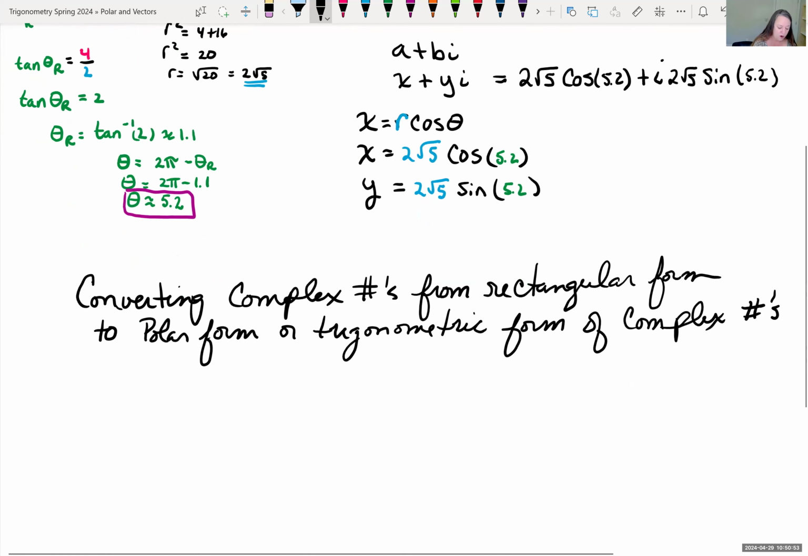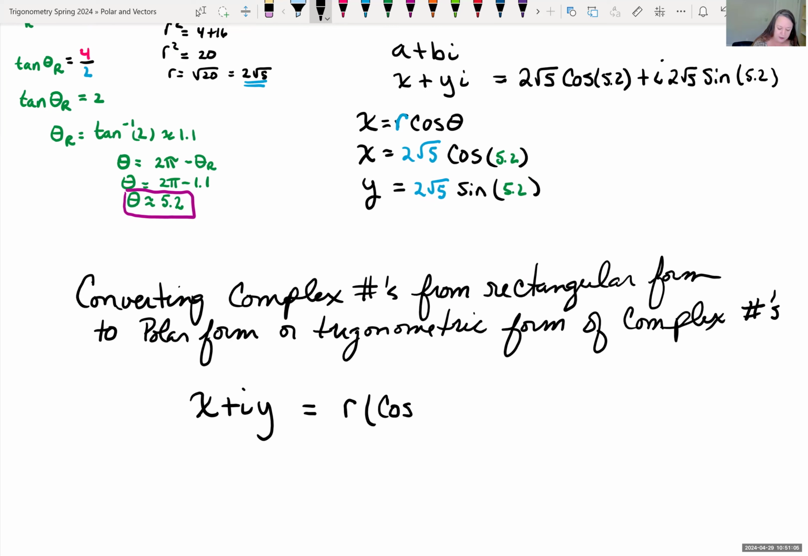So something in the form of x plus iy, so a complex number, can be rewritten as r times cosine theta plus i sine theta in your parentheses, or we can distribute that. Shorthand, you might hear this referred to as r times cis. So that's cosine plus i sine theta.